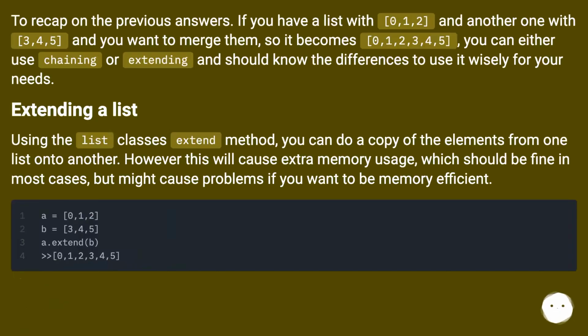To recap on the previous answers. If you have a list with 0, 1, 2 and another one with 3, 4, 5 and you want to merge them so it becomes 0, 1, 2, 3, 4, 5, you can either use chaining or extending and should know the differences to use it wisely for your needs. Extending a list. Using the list class's extend method, you can do a copy of the elements from one list onto another. However, this will cause extra memory usage, which should be fine in most cases, but might cause problems if you want to be memory efficient.